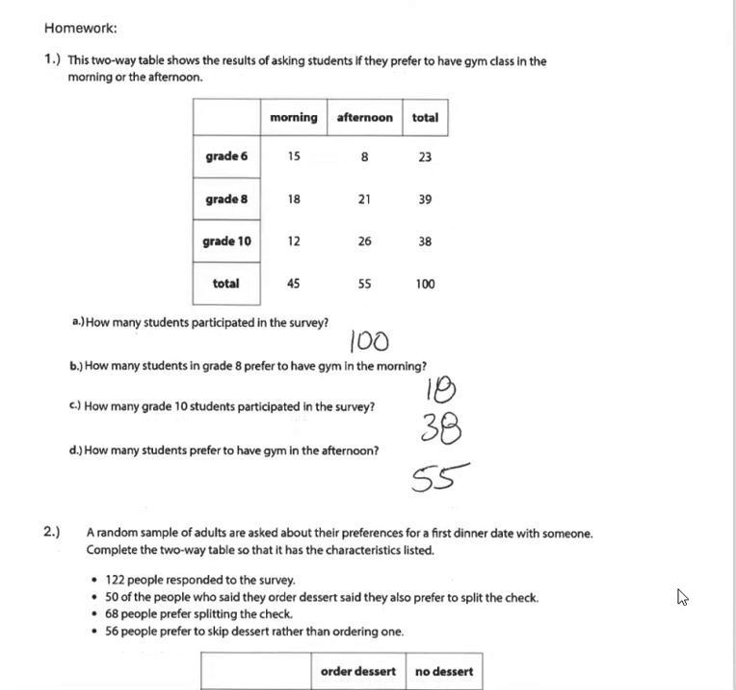Now let's go ahead and take a look at the homework. This two-way table shows the results of asking students if they prefer to have gym class in the morning or afternoon. So when we look at this, how many students participated? You could see the bottom right corner is 100, so it's 100 students. How many students in 8th grade preferred to have gym in the morning? When you look at 8th grade and you look at morning, you have 18 of them.